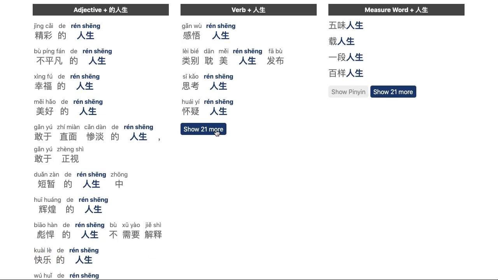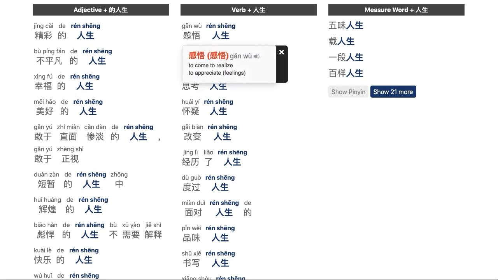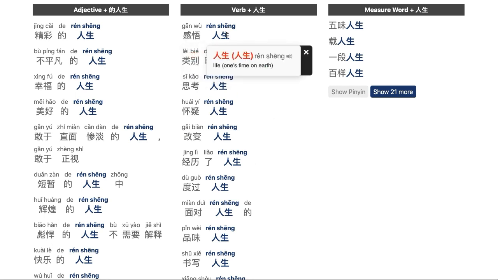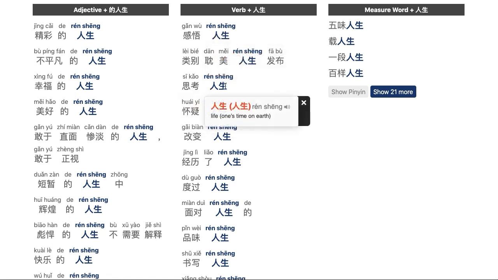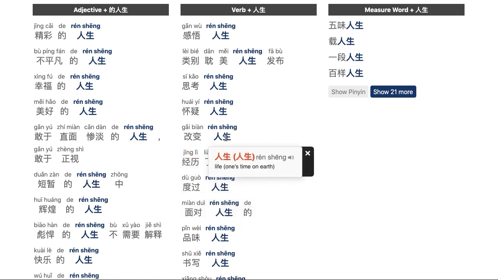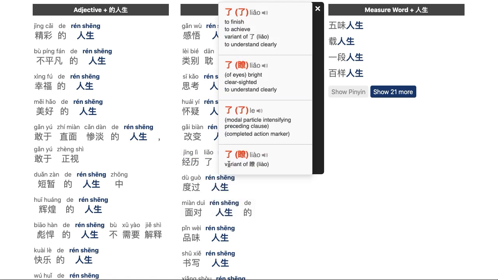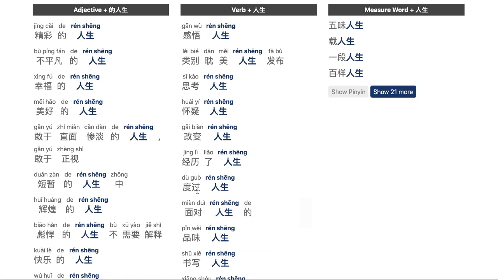As for 人生, we can see that we get collocations like 感悟人生, to get a deeper understanding of one's own life, right? 思考人生, to contemplate life, 改变人生, to change one's life, 经历了人生, having experienced life, 度过人生, having passed life, right? So all to do with your entire life, your years on earth.